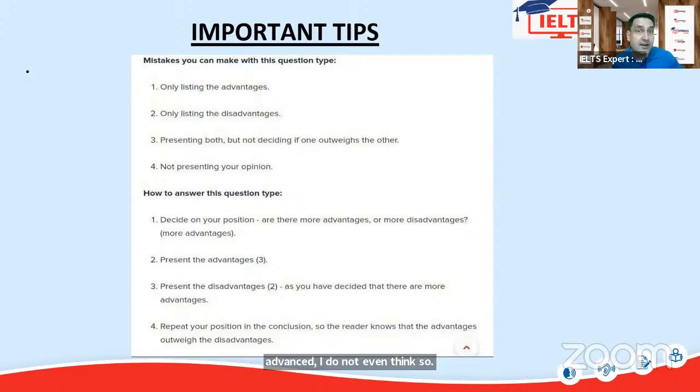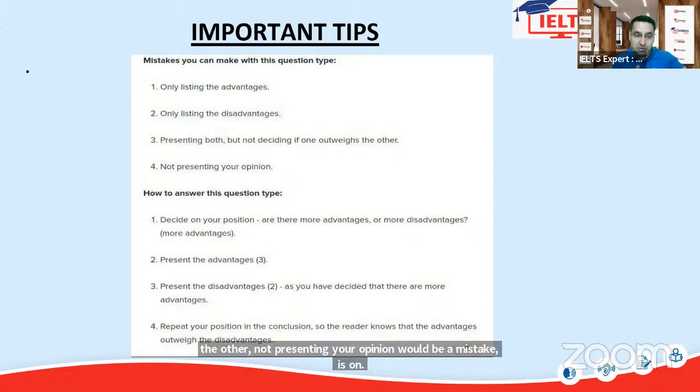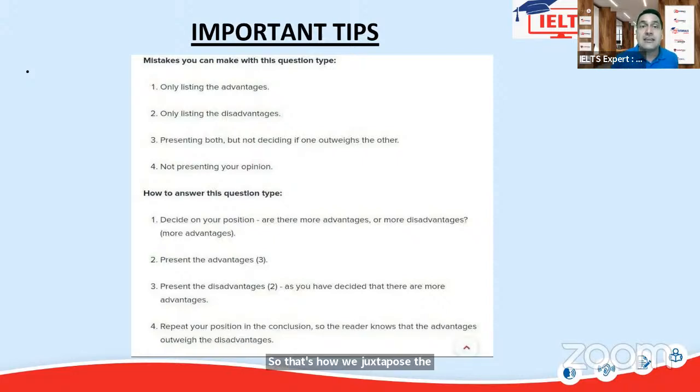Presenting both, that there are advantages and there are disadvantages, but not deciding which one outweighs the other. So you need to explicitly write which one outweighs the other. Not presenting your opinion would be a mistake as well. So that's how we juxtapose the parameters. We put all the essay types with what you need to do with each essay type, and then we give you something that is uniform.